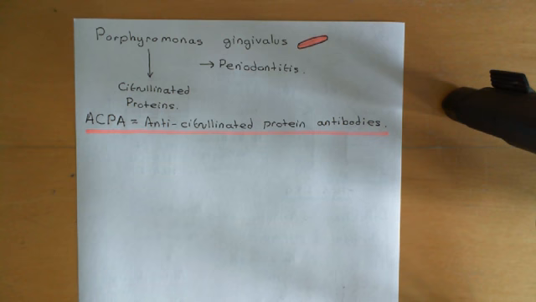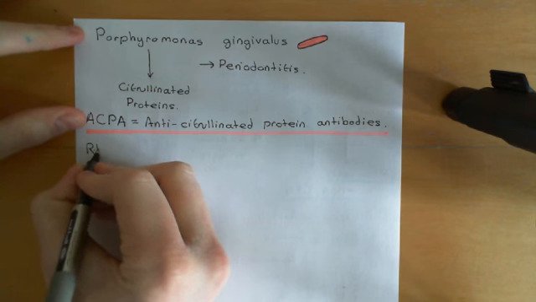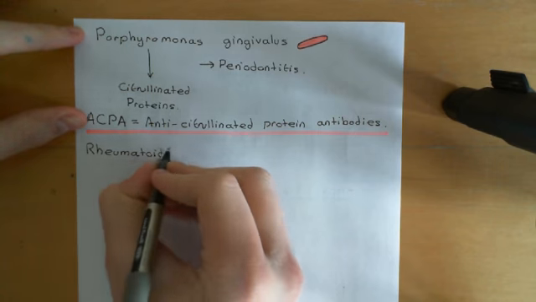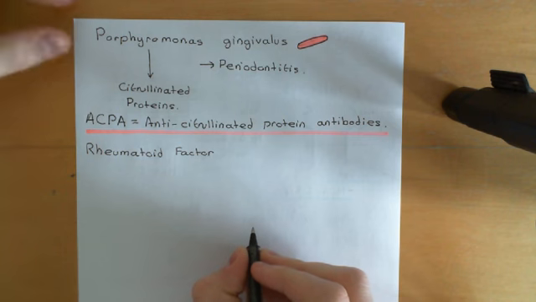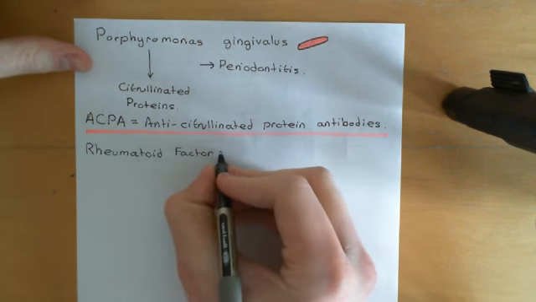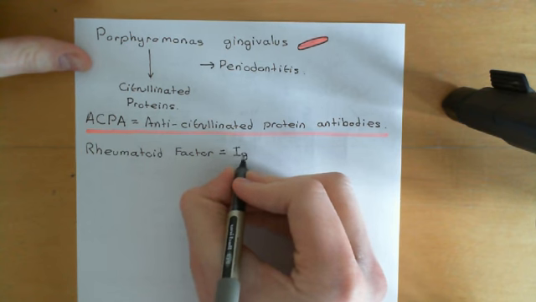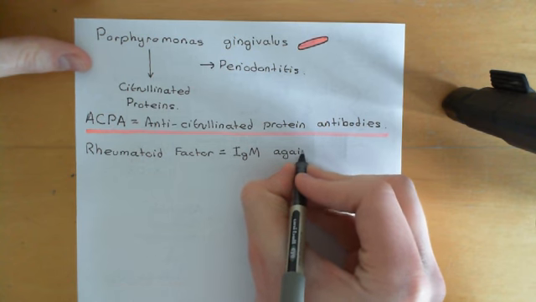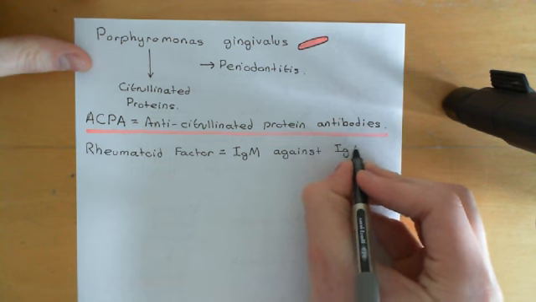Right, so the final thing I want to say is about rheumatoid factor, which is one of the other tests we do to diagnose rheumatoid arthritis. So we test for rheumatoid factor within the blood. Now, what is rheumatoid factor? Well, rheumatoid factor is basically antibodies that are usually of the IgM type. So you have immunoglobulin M against the Fc region, the constant region of IgG antibodies.